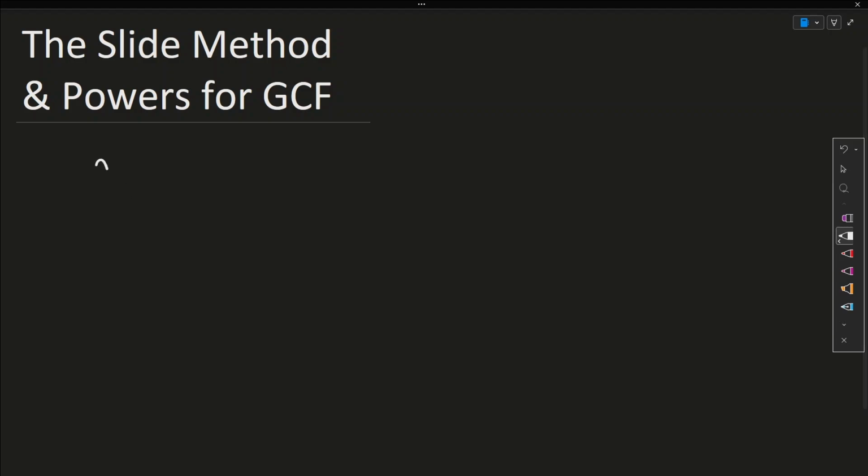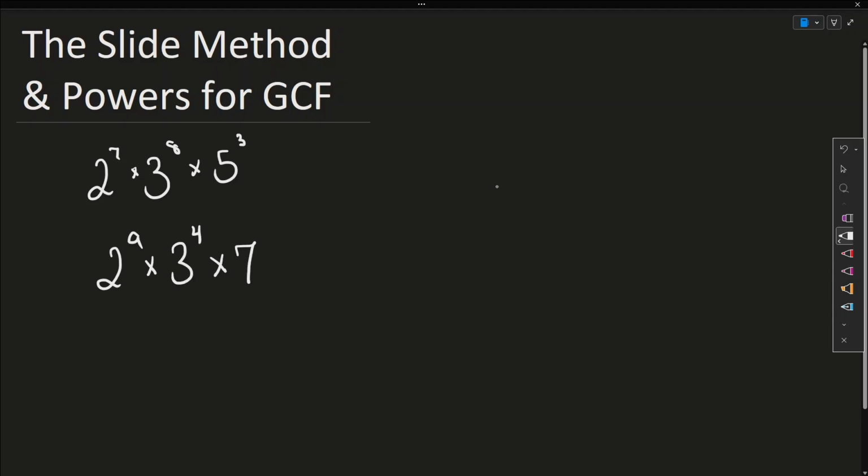Let's repeat this for 2 to the 7th times 3 to the 8th times 5 cubed, and 2 to the 9th times 3 to the 4th times 7. So let's compare the primes. For 2, we use the lower of the two exponents, 7. For 3, the lower of the two exponents is 4.